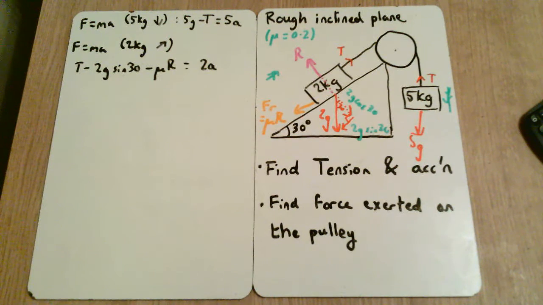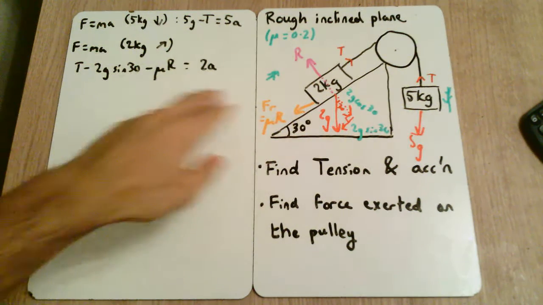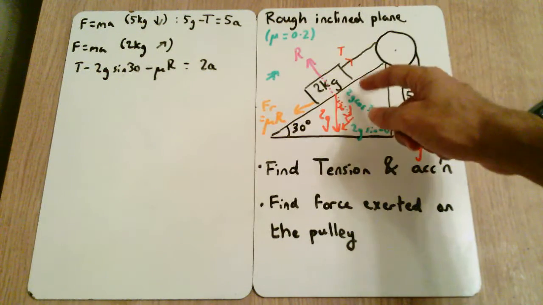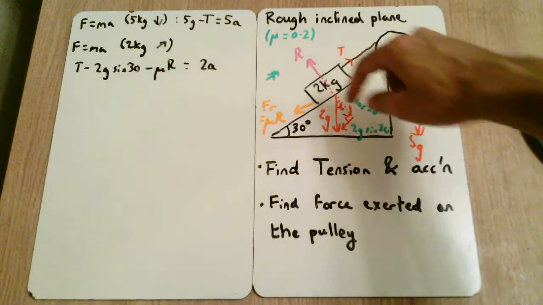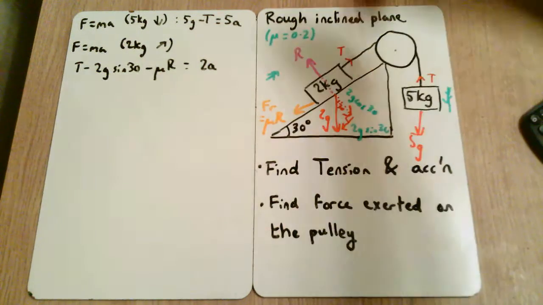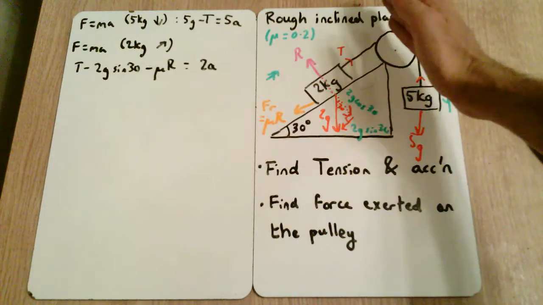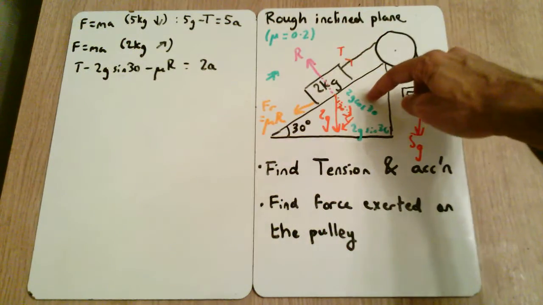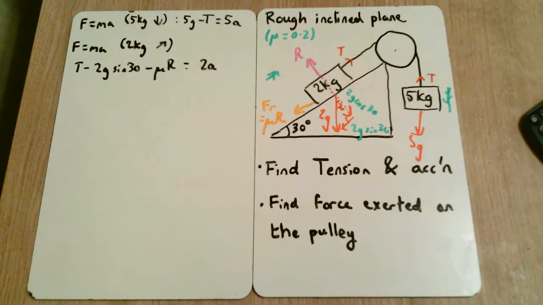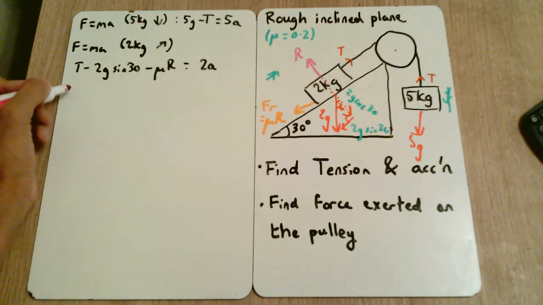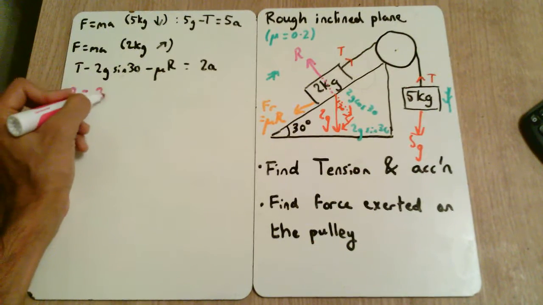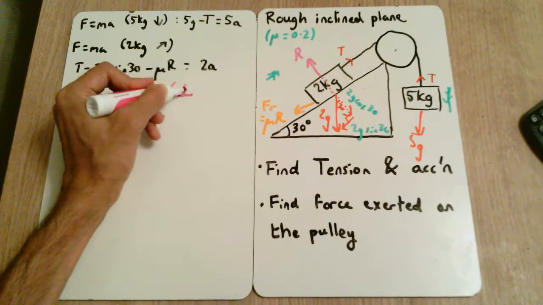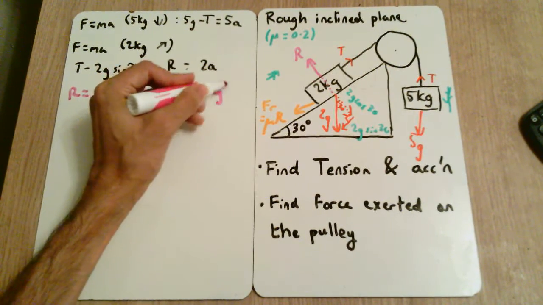Now, looking at this, we don't actually have the value of R yet, but we do have a value of mu. So we're going to work out the value of R from this diagram over here. Because this block has been pulled up the slope, the reaction force is in a state of equilibrium, because the block is not moving off the slope at all. It's just simply moving up in the slope direction, which means that R must be equal to 2g cos 30 because these two forces are in equilibrium. So we can say that R is equal to 2g cos 30, and that's when you look perpendicular on the 2 kg block.